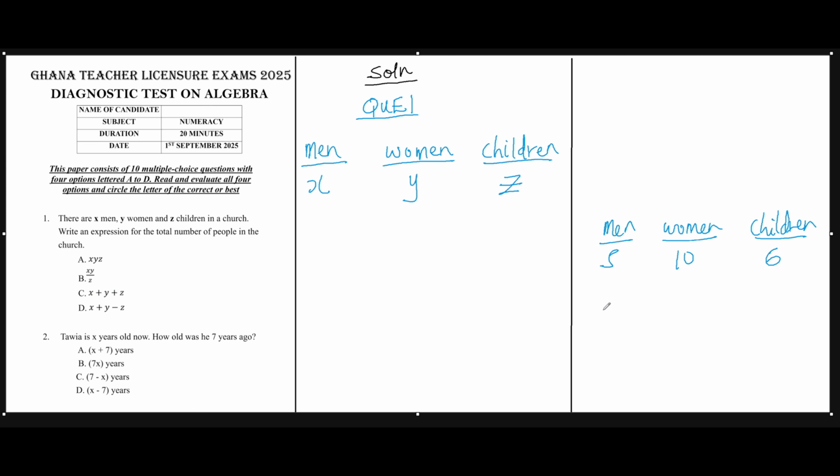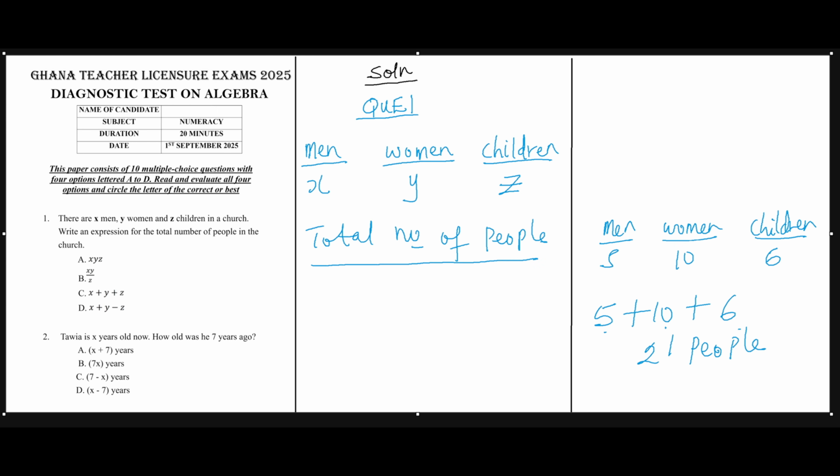Yeah, so the total number of people in the church will be the sum of the 3 different categories of people in the church. So we have 5 men plus 10 women plus 6 children. So 5 plus 10 plus 6, we have 21 people. But at this time, we have x men, y women, and then z children. So the total number of people will be the sum of the 3 different categories of people in the church. So the right answer to question 1 is C.